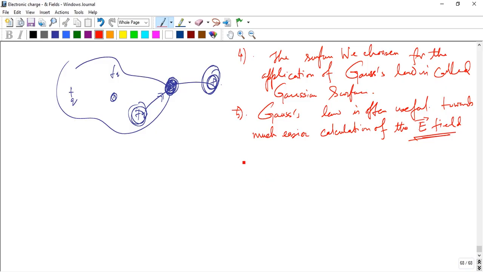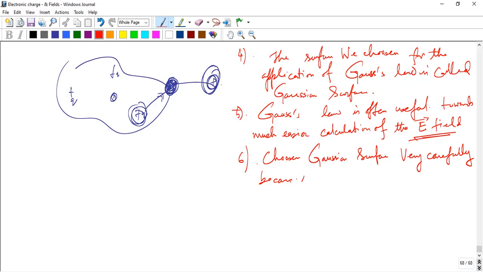So number 6 is to choose a Gaussian surface very carefully, because we try to cover the charge enclosed by the surface. Number 7.